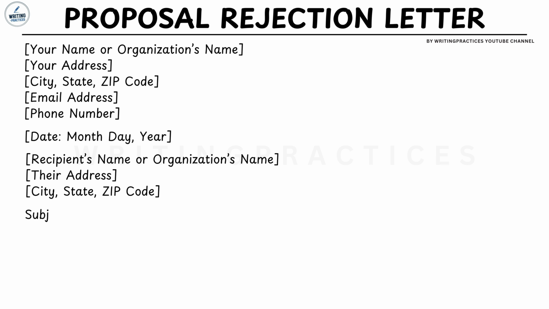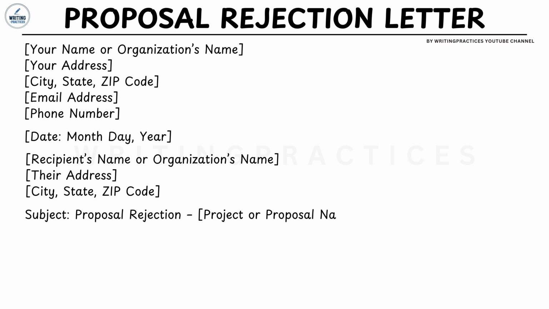Subject line. Your subject line should clearly convey the purpose of the letter. For example, subject: Proposal Rejection, Social Media Campaign. A clear subject line helps the recipient understand the letter's content immediately. Avoid vague terms like "decision letter," which might cause unnecessary worry or confusion.